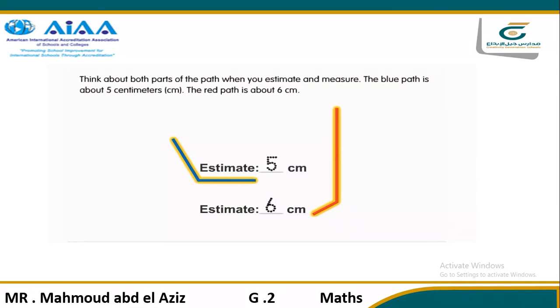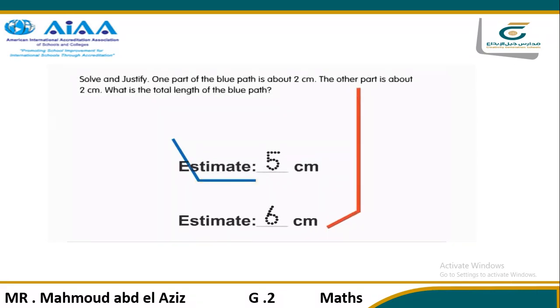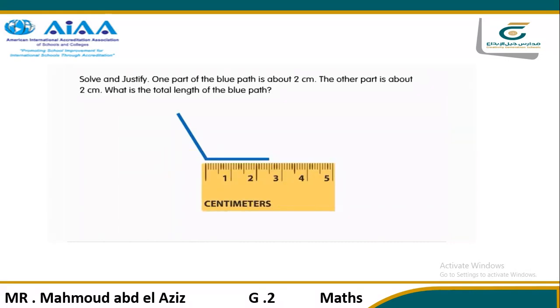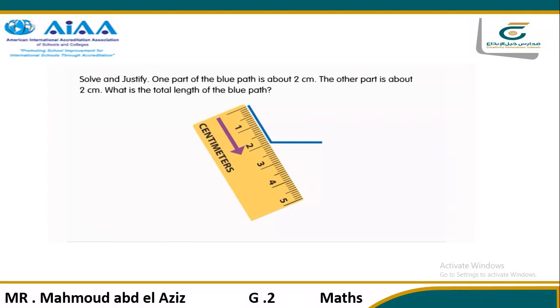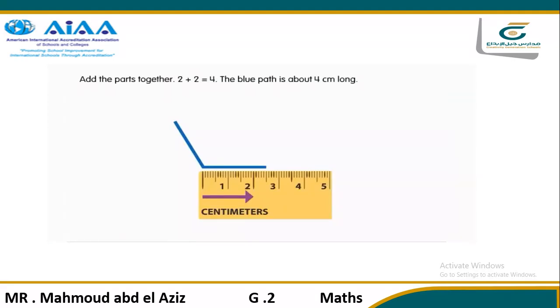The blue path is about 5 centimeters. The red path is about 6 centimeters. Now measure each part of the path, then add the parts together to find the total length of the path. Solve and justify. One part of the blue path is about 2 centimeters. The other part is about 2 centimeters. What is the total length of the blue path? Add the parts together. 2 plus 2 equals 4. The blue path is about 4 centimeters long.